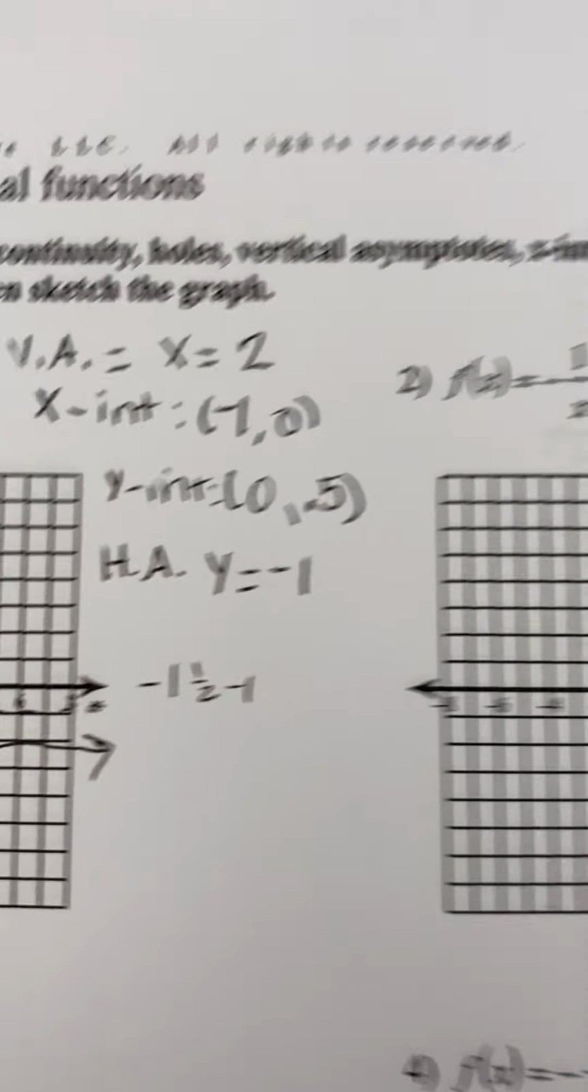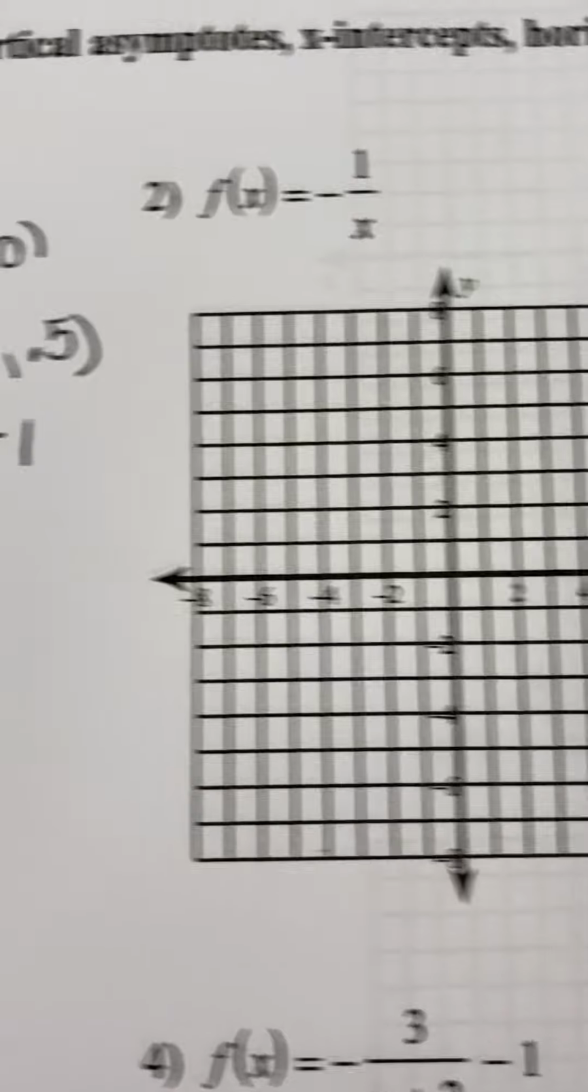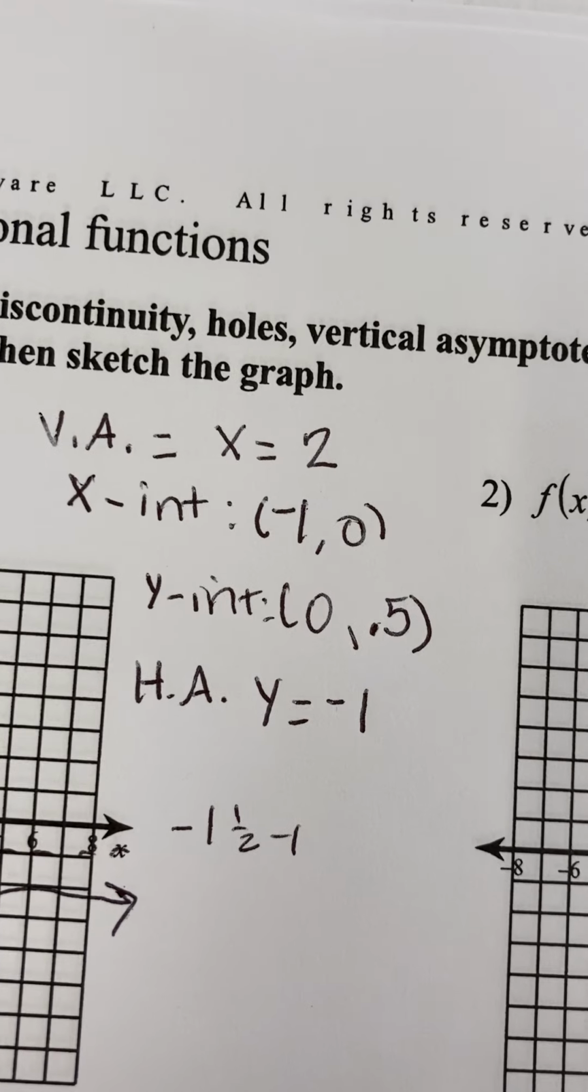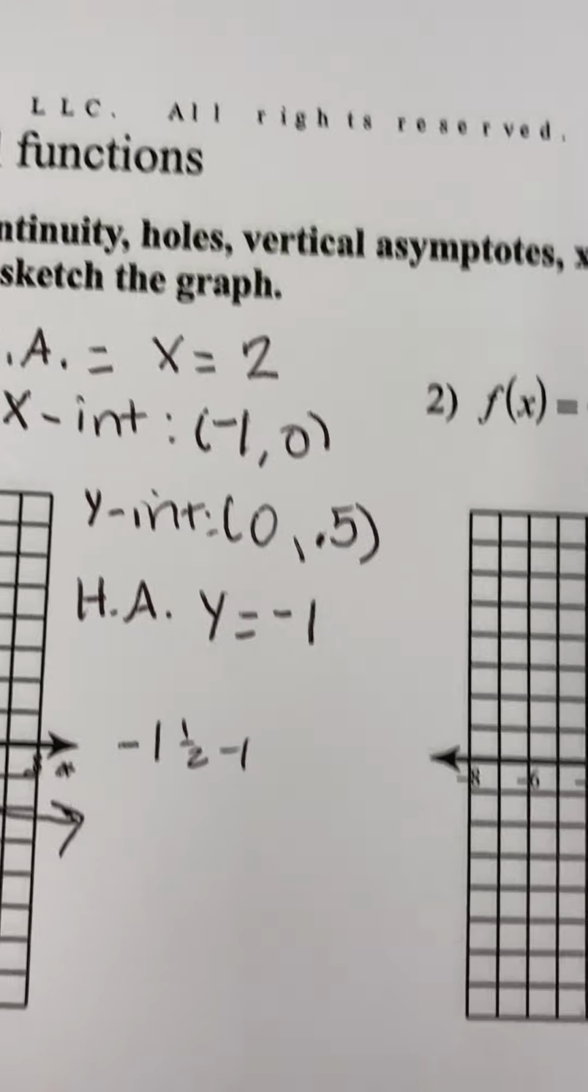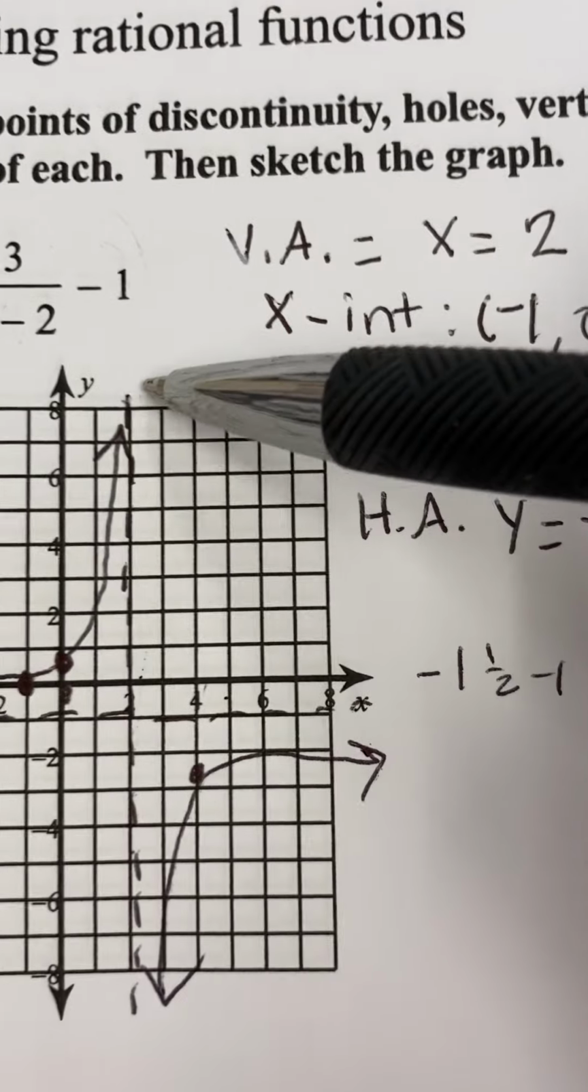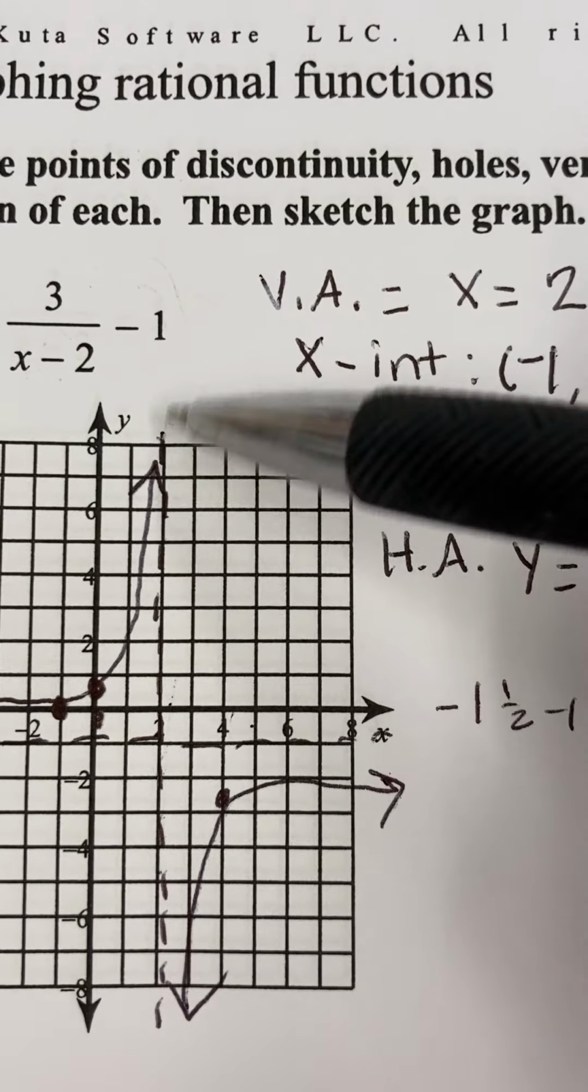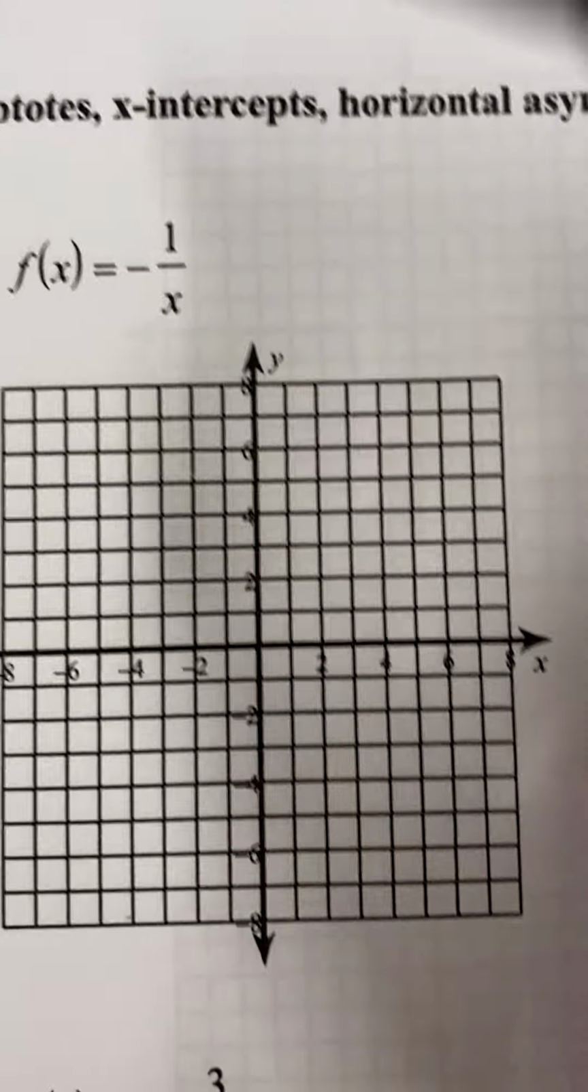Let's come over here. If it asks you for your discontinuities on here, which it did, your homework does not have that, but you have a discontinuity here at 2. It's always where your vertical asymptotes are.